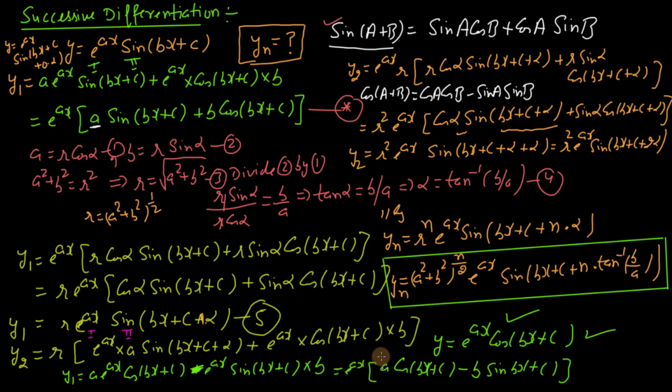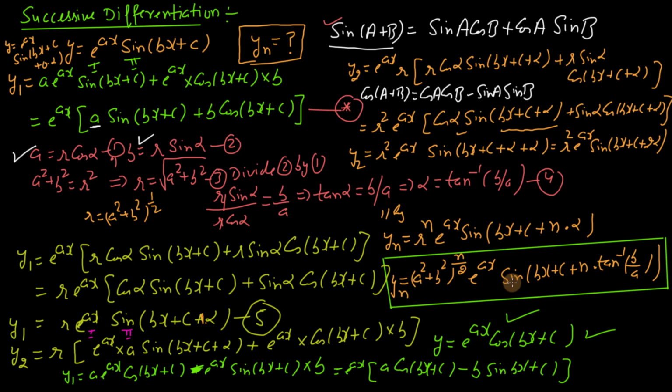So here you will put a as r cos alpha, and you will put b as sine with sine, so b as r sine alpha. On the same lines you will again differentiate, and the difference is that here minus will come, and that minus will be absorbed in the formula of cos (a plus b). So similarly you will derive, and the result will be the same.